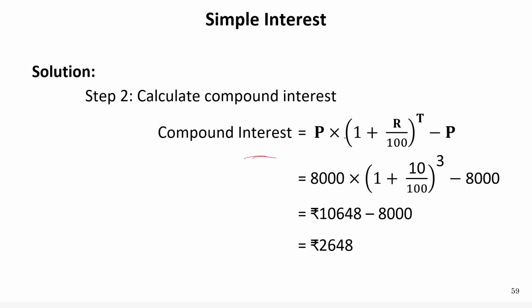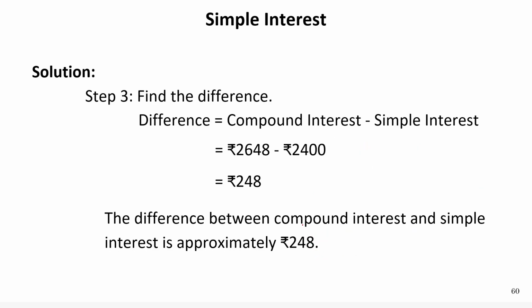So compound interest is equal to P into 1 plus R by 100 whole power T minus P, because this is the formula for amount, and total amount minus principal amount is equal to the interest that we got, that is here the compound interest. So 8000 into 1 plus 0.1 whole power 3 minus 8000. So it will be 10,648 minus 8000, that is equal to 2648. So finding the difference, 2648 minus 2400, compound interest minus simple interest will be 248. So the difference between compound interest and simple interest is 248 in this case.